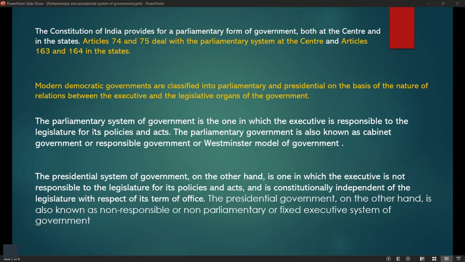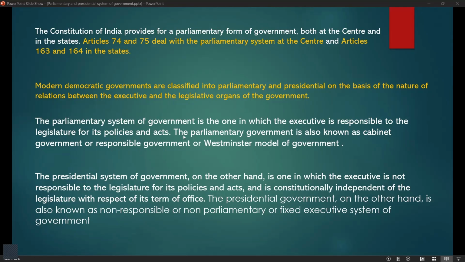The parliamentary system of government is the one in which the executive is responsible to the legislature for its policies and acts. So who is the executive? In India, where we follow the parliamentary system, the executive is the prime minister. He is responsible to the legislature for its policies and acts.